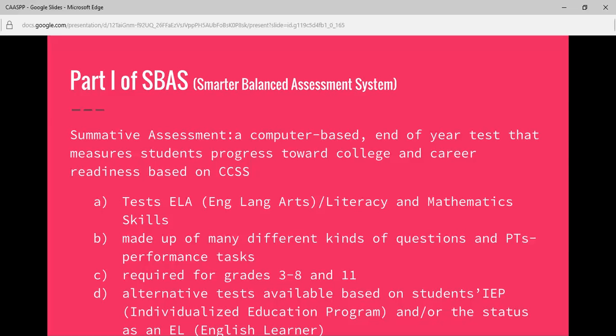However, there are alternative tests available based on students' IEPs, which stands for Individualized Education Program, or on their status as English learners. For example, if students have cognitive disabilities, they can be given an alternate test that is adjusted for their abilities, but is still based on Common Core standards. There's also a standards-based test only on English language arts that is available for students who only speak Spanish. The students who are allowed to take this test have to have been enrolled in a U.S. school for less than 12 months.